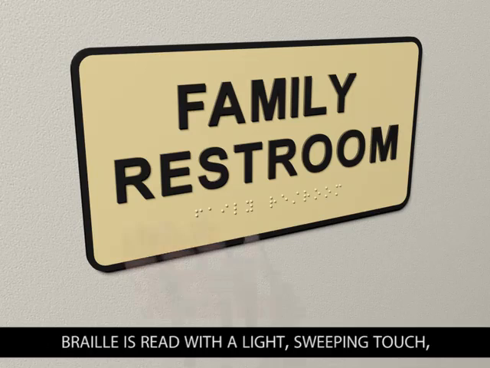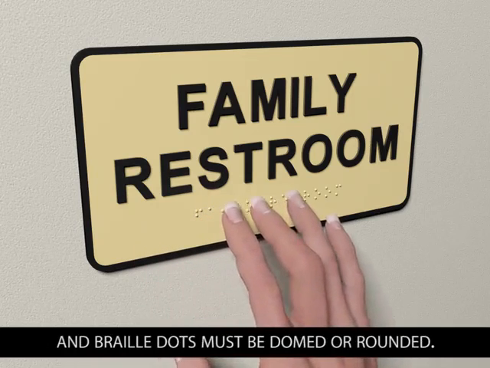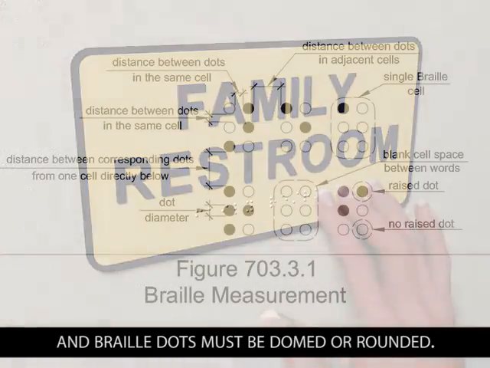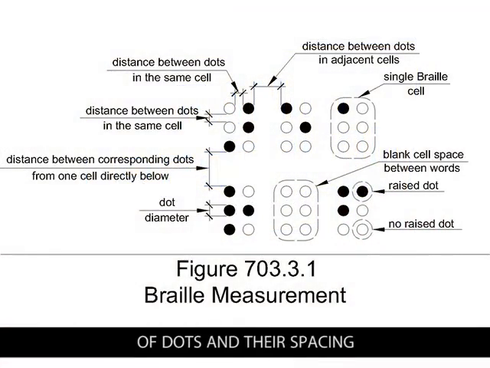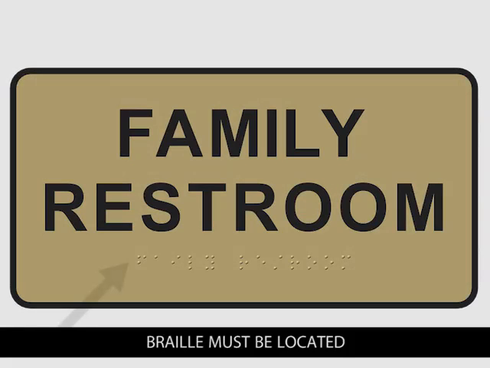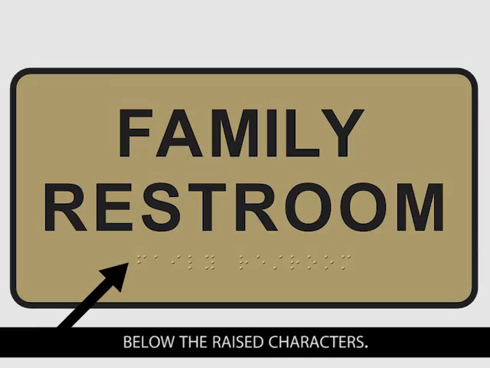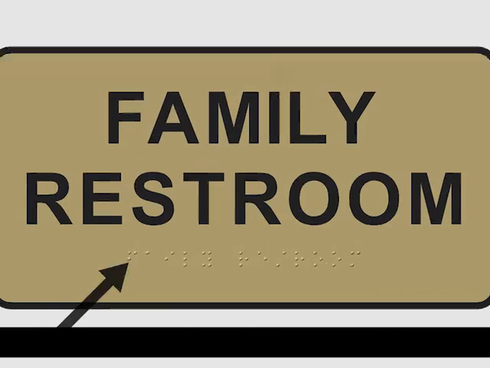Braille is read with a light sweeping touch, and Braille dots must be domed or rounded. The standards specify the height and diameter of the dots and their spacing within and between cells. Braille must be located below the raised characters. If text is multi-lined, Braille is to be located below the entire text.